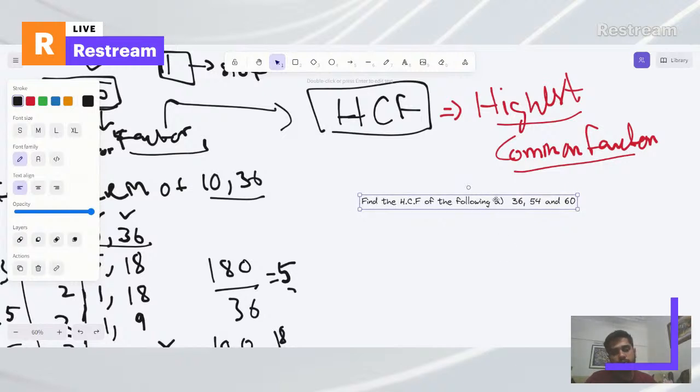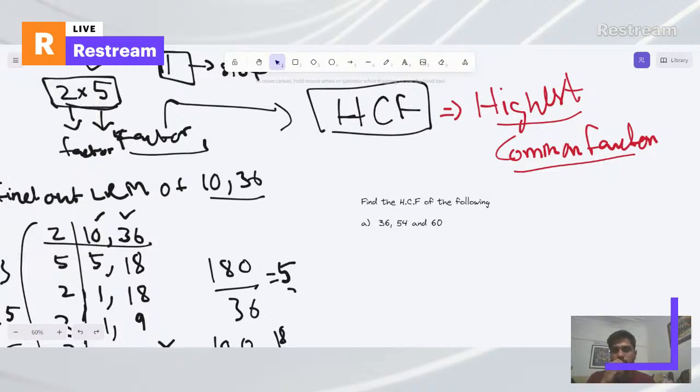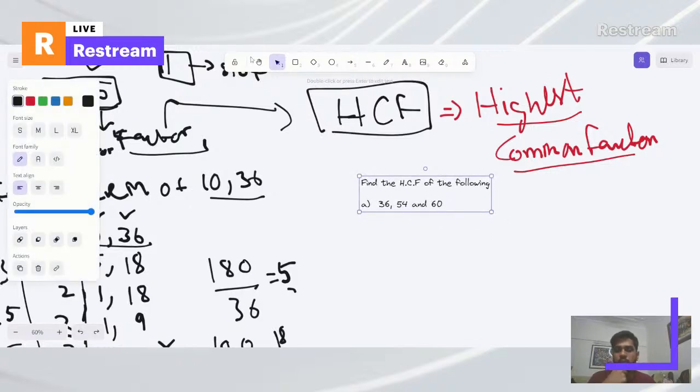All right, so it essentially means that we need to find the HCF of the following: 36, 54, and 60. So does that mean that we have to do it together? Yes, it does. We have to find a single factor which can divide all of these numbers. All right, so how are we going to do that?